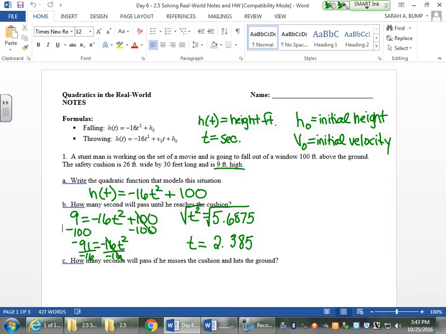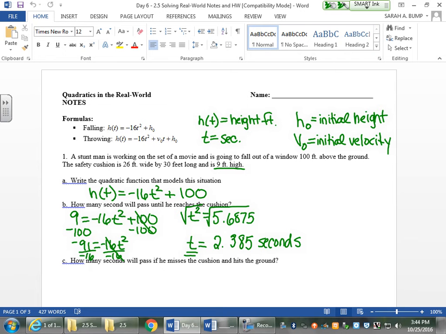2.385. And I'm rounding to the thousandths place because that's what our department is encouraging us to do to prep you guys for the SATs, because you'll have to round to the thousandths place on the SATs. Always label. Not only am I going to label the number, but notice I labeled the variable. I want to know what variable you're finding and what that variable represents. So we're finding t, and t represents 2.385 seconds until he reaches that cushion.